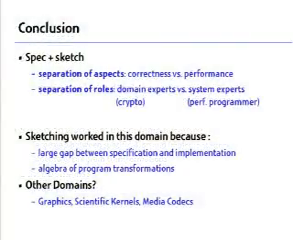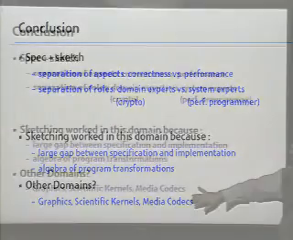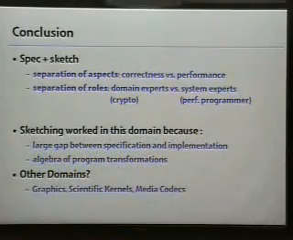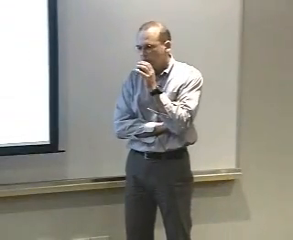And there are other domains where these properties, I think, are satisfied. In scientific kernels, media codecs, graphics, and somewhere else as well. In a domain where the problem is so well understood that you know what particular operations are going on, how does this help?